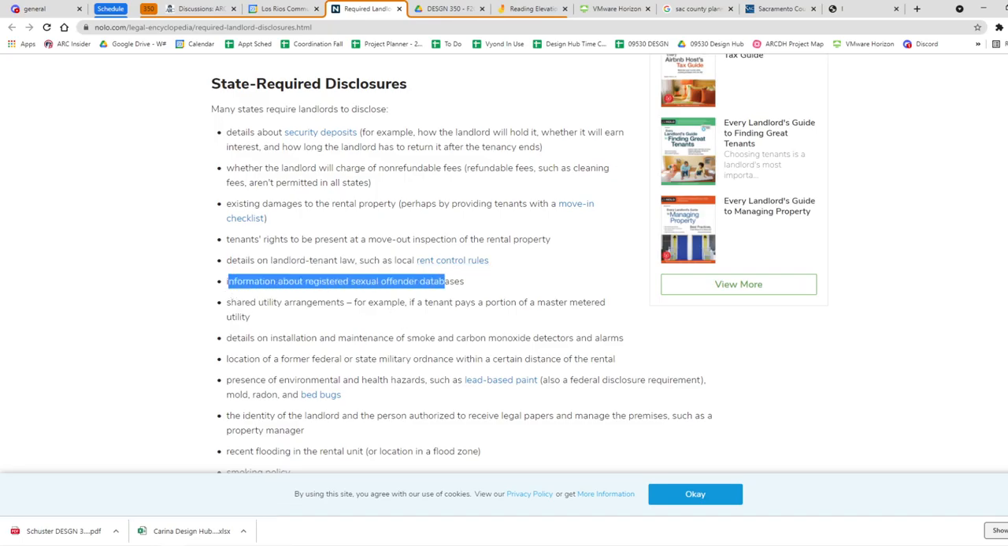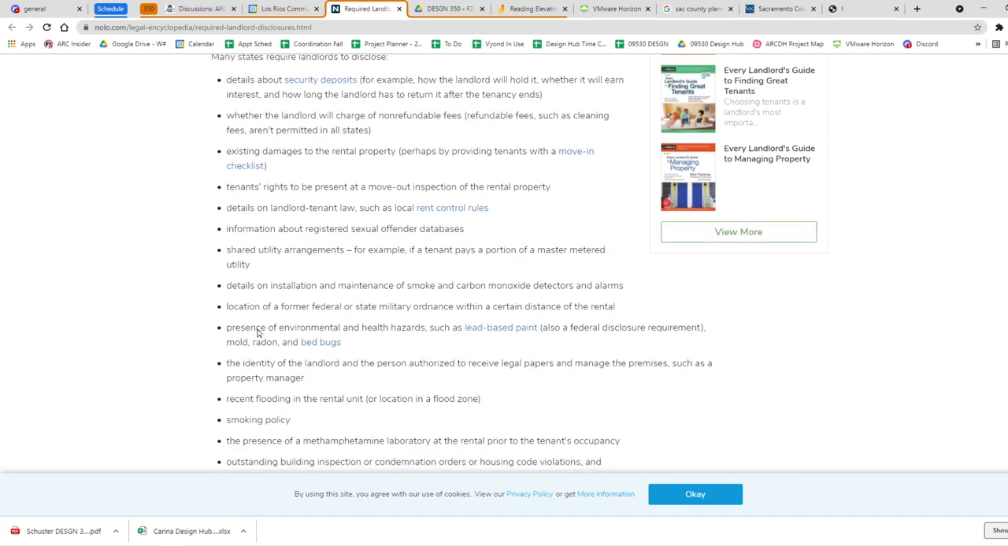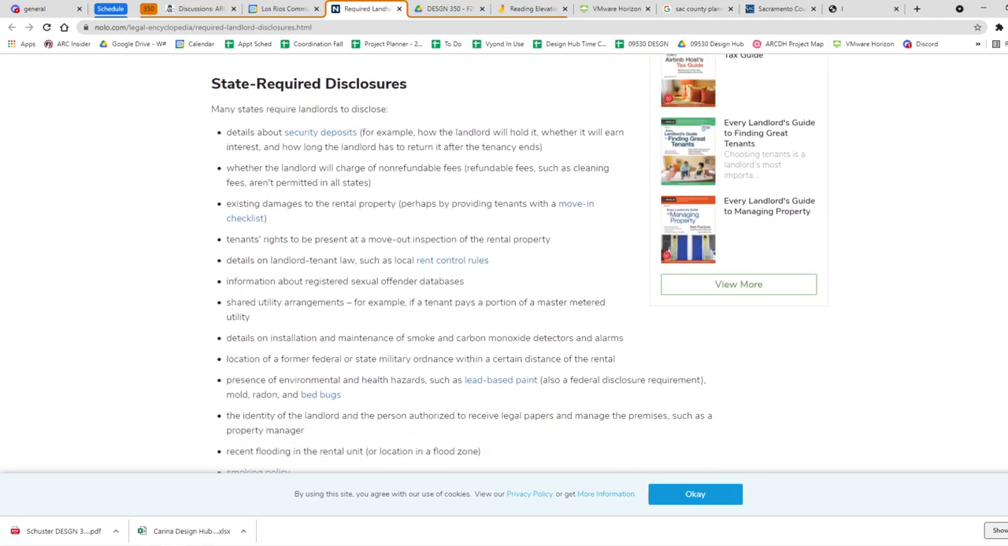They're supposed to give you. Are there any registered sexual offender databases that show anybody nearby? Shared utility arrangement. So these are all things that you think about as a renter. And so as a landlord, you need to think about these things too. And they also drive partly your decisions on the size, the scope, how many people you're going to rent to.